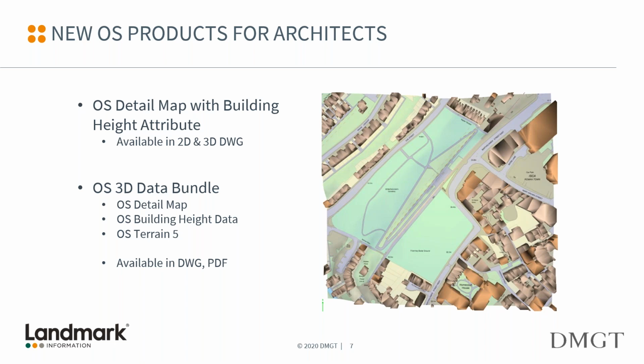So to give you an idea of some of the additional stuff you can get on top of the 2D base map that you can take out, previously mentioned, there's an OS detail map with building height attribute product. Very simply, this gives you, with your 2D map that you're taking out, the building height attributes. That's the very top of the building, done from the Ordnance Survey's digital surface model.